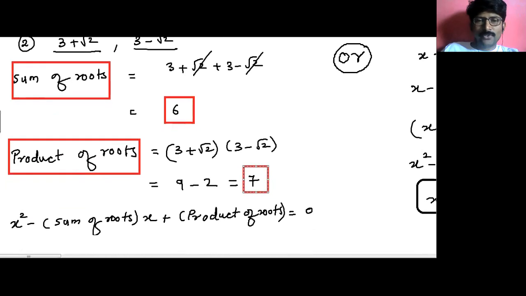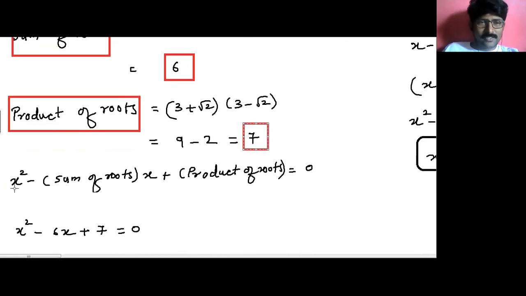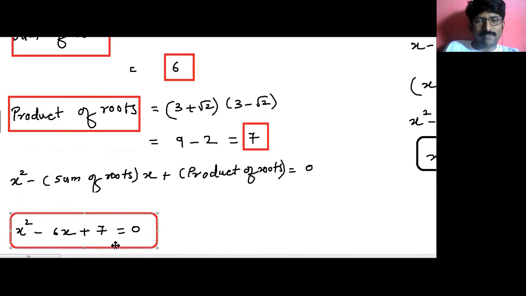And now what we have to do, students, we'll have to use this formula. That's x square minus (sum of the roots) into x plus (product of the roots) is equal to 0. So x square, what is the sum of the roots? 6x plus what is the product of the roots? 7, which is equal to 0. So this is the required equation, that x square minus 6x plus 7 is equal to 0 is the required equation. I hope students you understood. Isn't it very simple, guys?